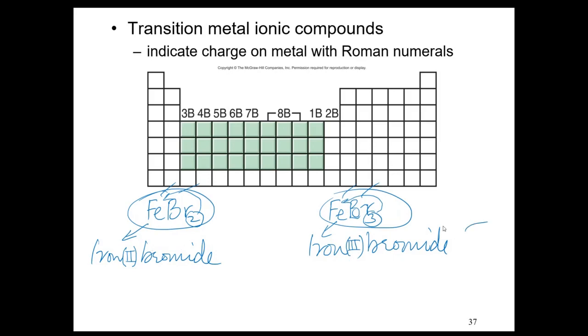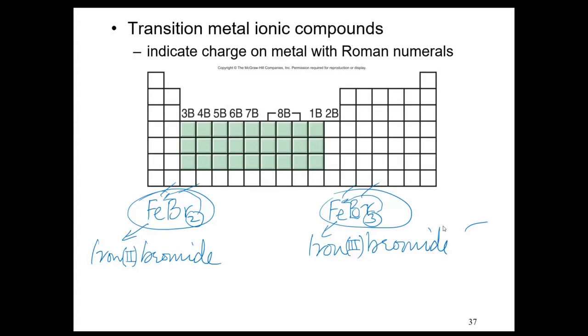Doctor, if 2 or 3 was minus, how would I write it? No, it is always positive because metals are always positive. Transition metals are always positive. Non-metals are negative.